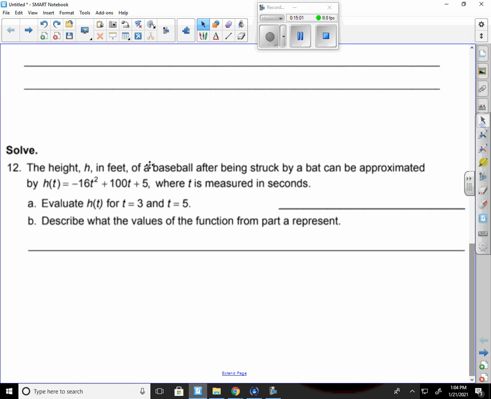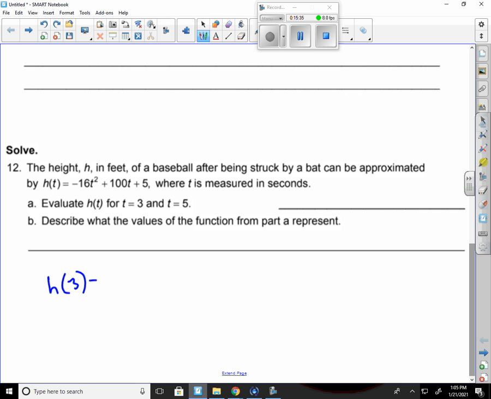All right, last question. The height h in feet of a baseball after being struck by a bat can be approximated by the function h of t equals negative 16t squared plus 100t plus 5, where t is measured in seconds. Evaluate h of t for t equals 3 and t equals 5. So if I plug those numbers in, it's going to find us the height of the ball at 3 and 5 seconds.